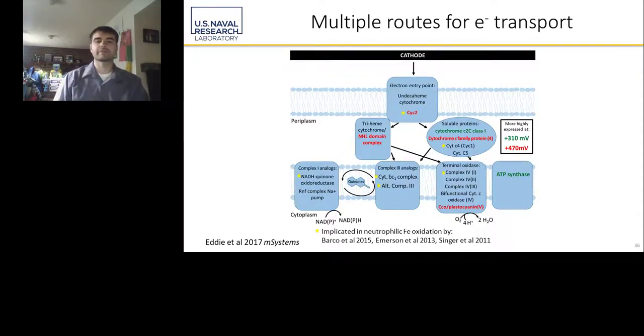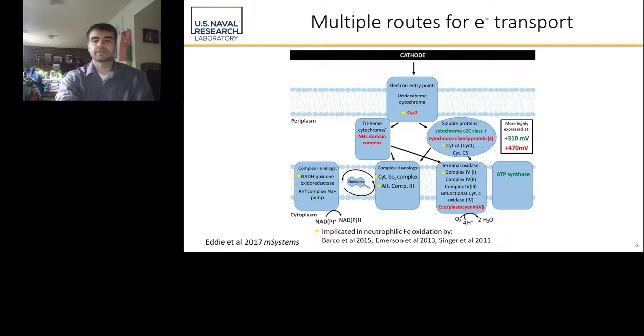So what comes out of this is that there are actually multiple routes for electron transfer within this organism. This diagram is also based upon a lot of work that people have been doing with iron oxidizing bacteria, looking at genes that are shared between iron oxidizing bacteria and Tenderia in order to get an idea of which ones might be used for this. And then we also looked at how they change expression depending on the potential.